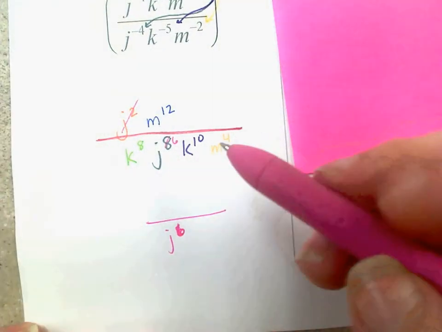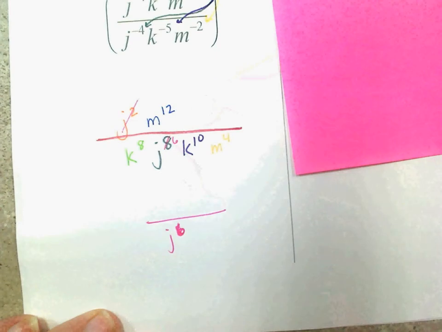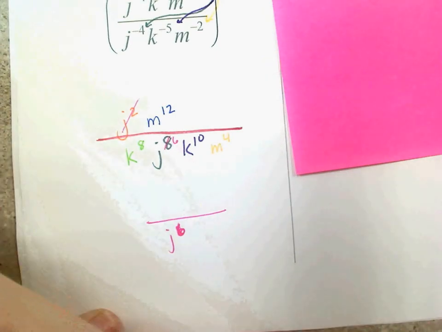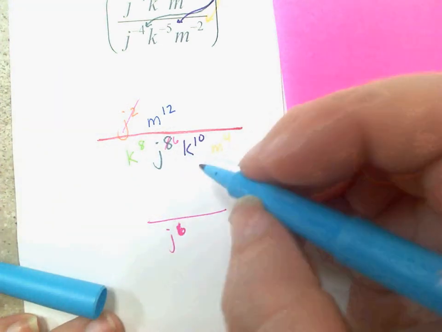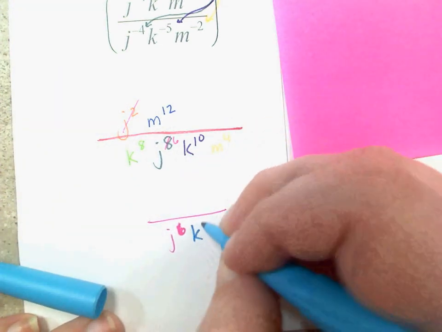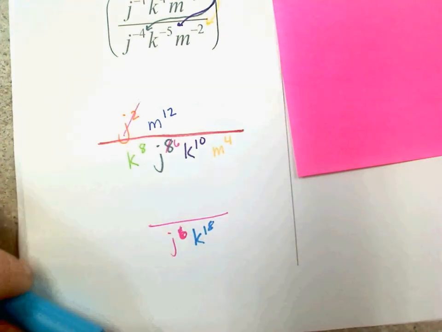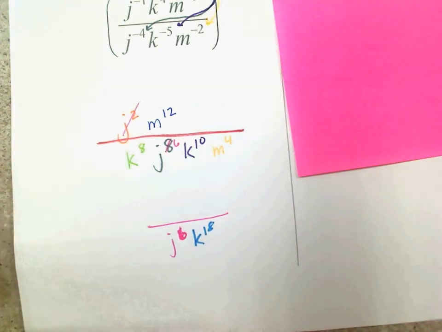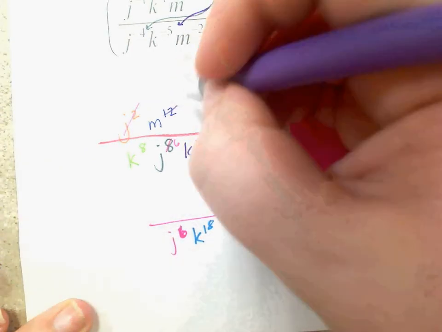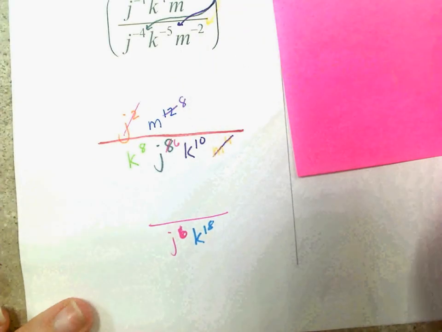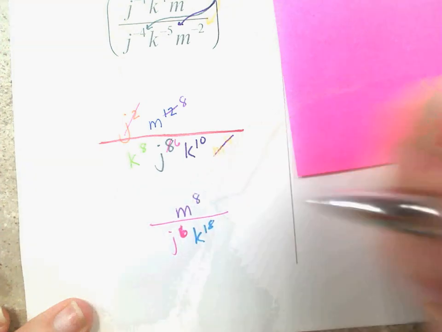The k's, there are 8 in the denominator and 10 in the denominator, so that combines to 18 in the denominator. We'll just add the powers. And the m's, there are 4 of them in the denominator and 12 in the numerator, leaving me with 8 when I simplify out 4 from each. So that's m to the 8th. And there we go. So I like to distribute the power.